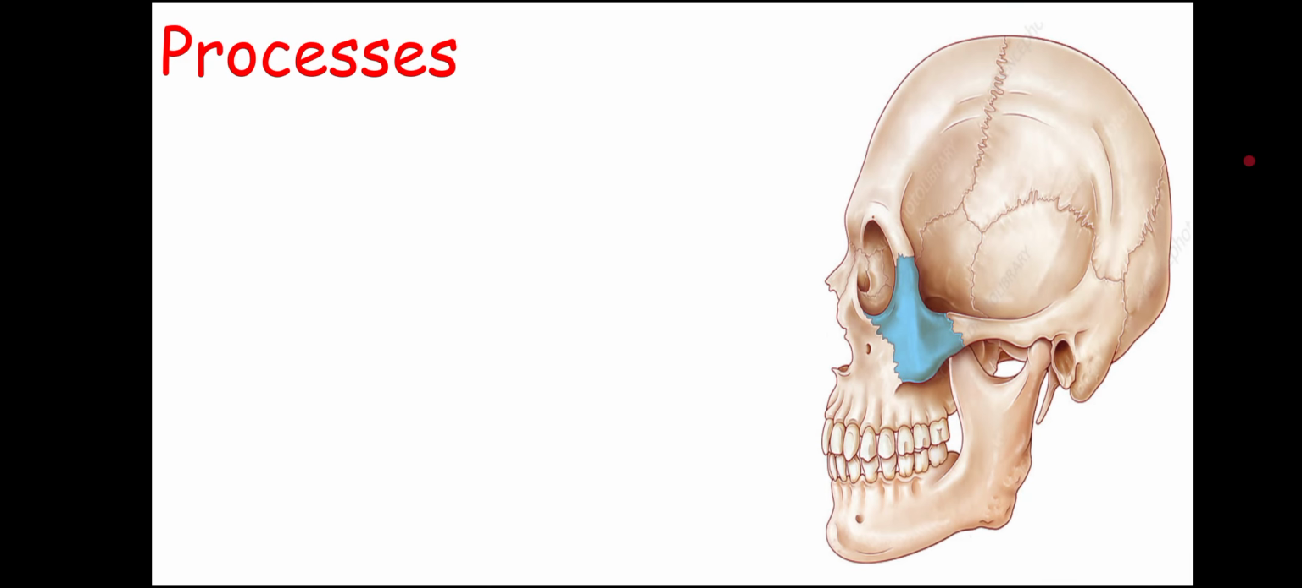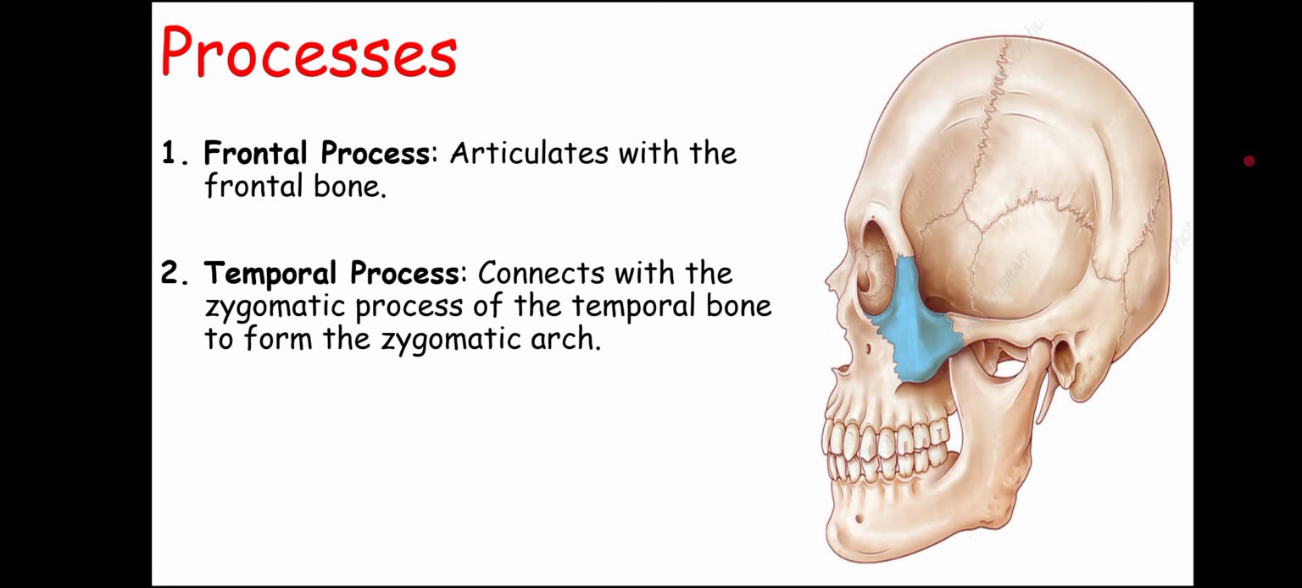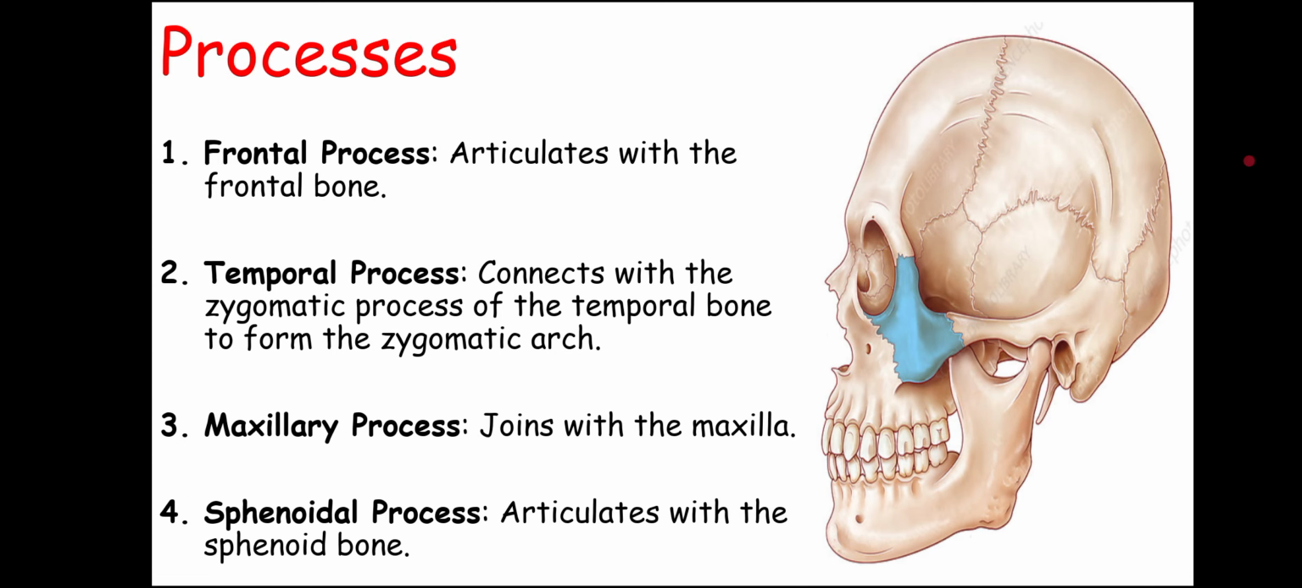Now let's talk about the processes of zygomatic bone. Processes of zygomatic bone include the frontal process. It is the process that articulates with the frontal bone. The second process is the temporal process that connects with the zygomatic process of temporal bone to form the zygomatic arch. The third process is the maxillary process that joins with the maxilla, and the fourth process is the sphenoidal process that articulates with the sphenoid bone. So overall we can say that it has four processes: frontal process, temporal process, maxillary process, and sphenoidal process.